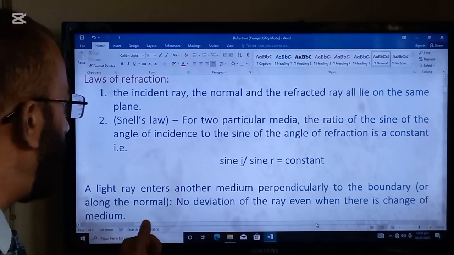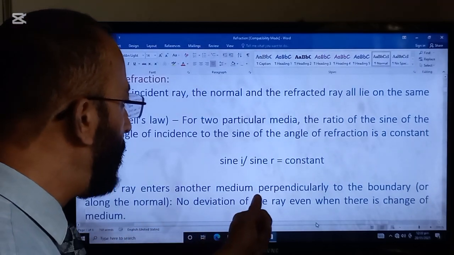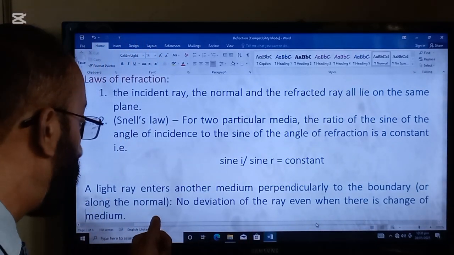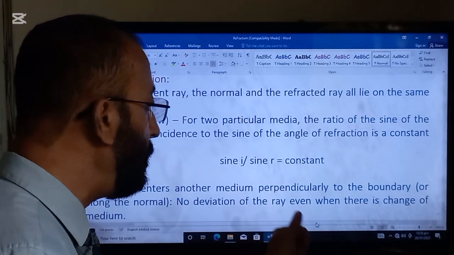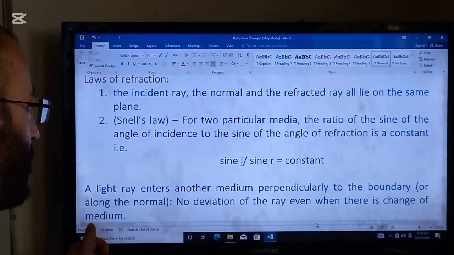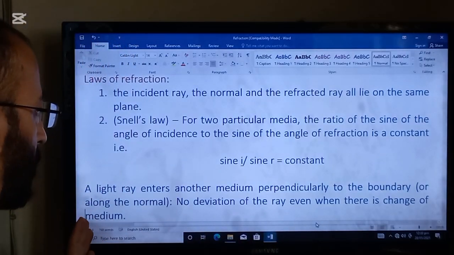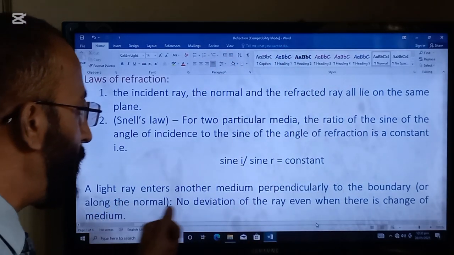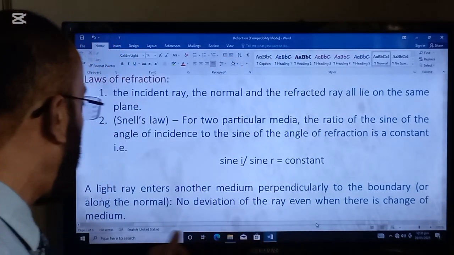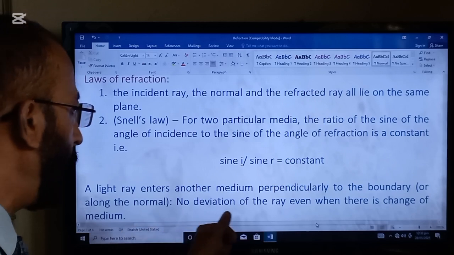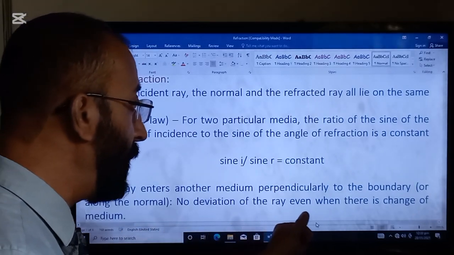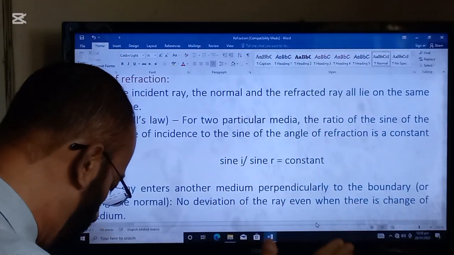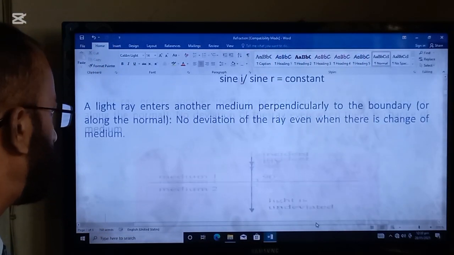A light ray enters another medium perpendicularly to the boundary or along the normal. No deviation of the ray, even when there is a change of the medium. So this is a very important point. If a light ray enters into another medium perpendicularly or along the normal, there is no deviation of the ray even when there is a change of the medium; the light will pass straight along the same line.